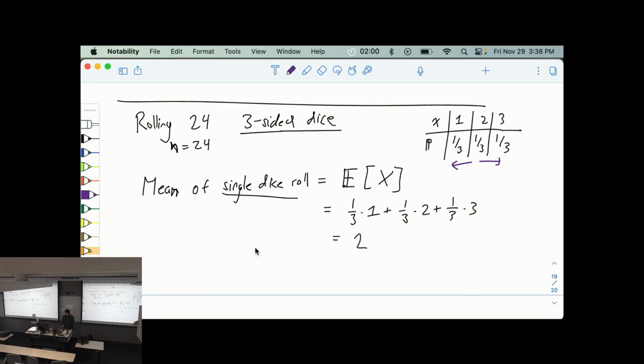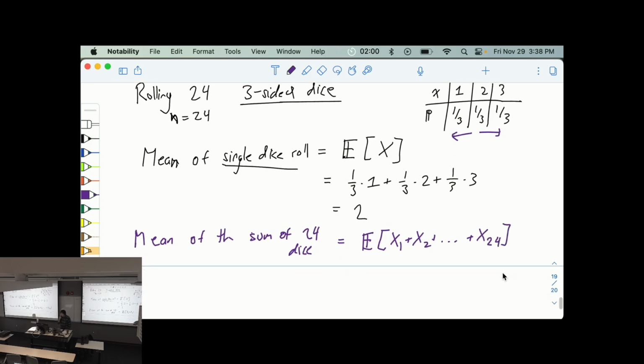What is the mean of 24 dice? The mean of the sum of 24 dice, or the average of the sum of 24 dice. That one is the expected value of some big sequence of x1 plus x2 plus ... plus x24, adding up 24 of these. And you should not try to compute these things and the probabilities. You should just use linearity of expectation. This is 24 times that 2, which is indeed 48.